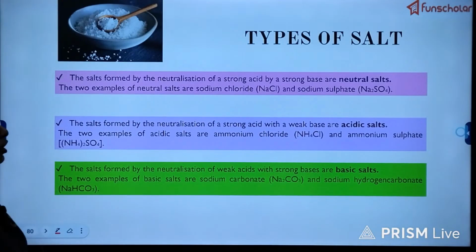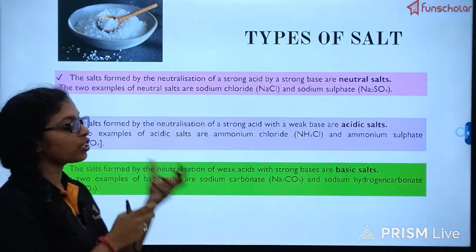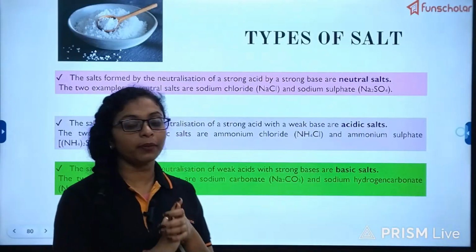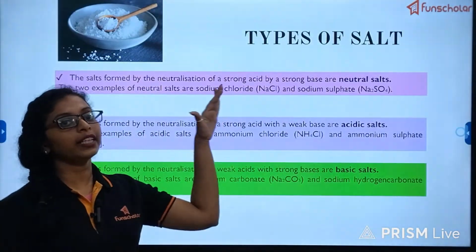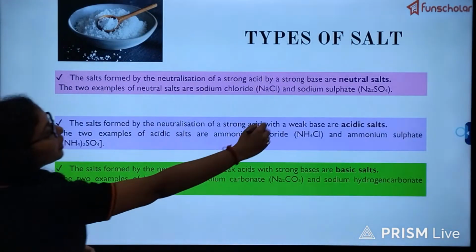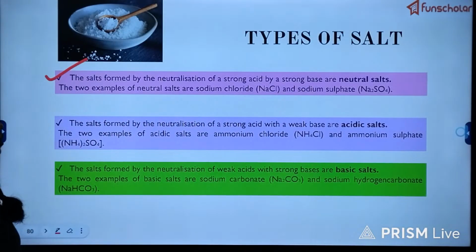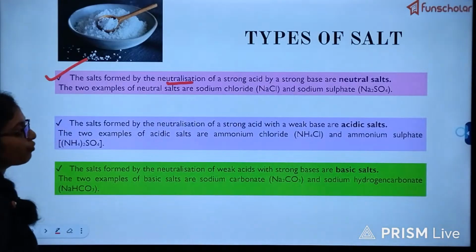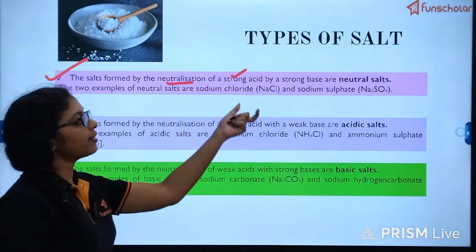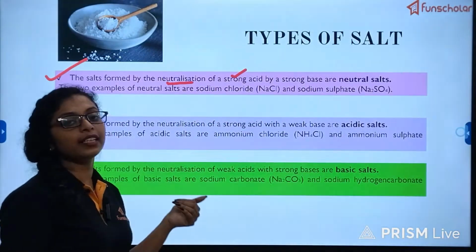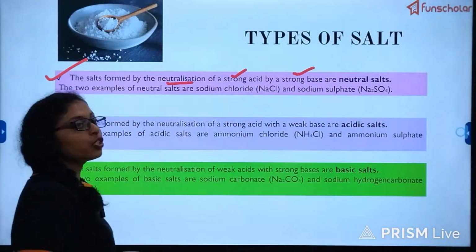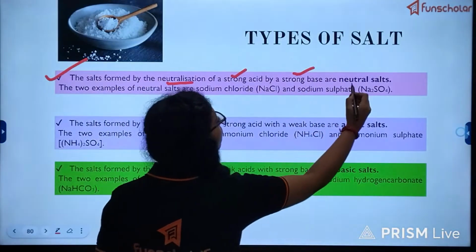Okay, so types of salt. I have already mentioned which acid reacts with which type of bases. On the basis of that, we can group the salts into three main groups. The first one is neutral salts. These are the salts formed by the neutralization of a strong acid, like HCl, which we already know is one of the strongest acids, with a very strong base. Both are very strong here and equal, so these are neutral salts.